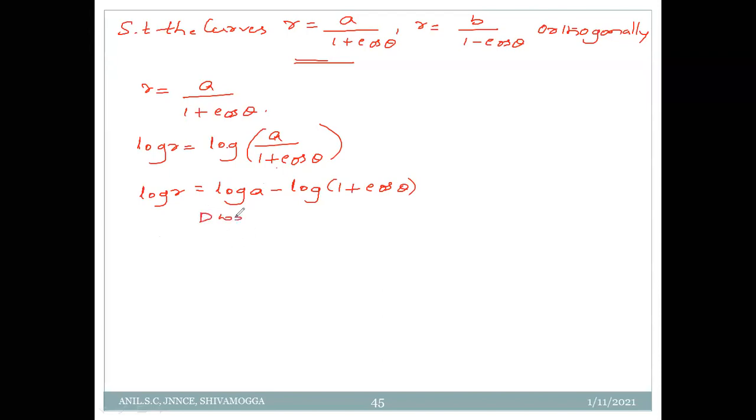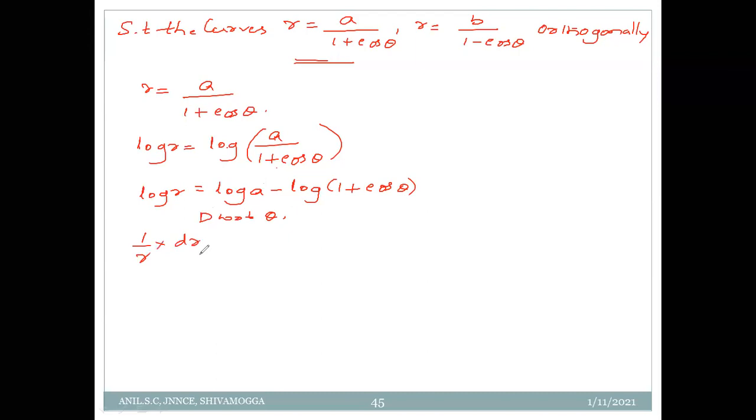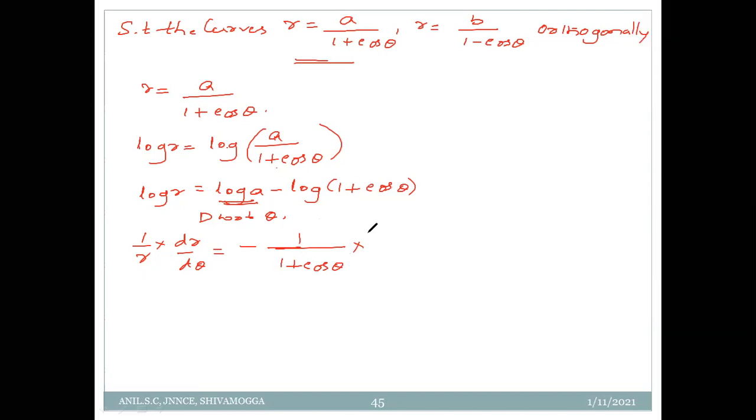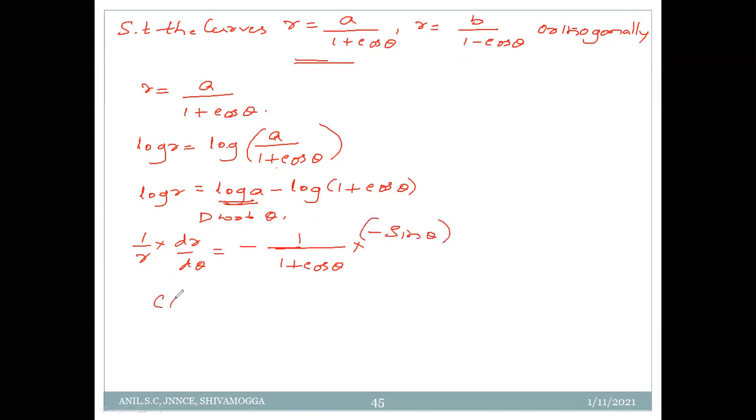Differentiate both sides with respect to theta. Derivative of log r is 1 by r into dr by d theta. Here log a is a constant, its derivative must be 0, minus derivative of log 1 plus cos theta is 1 over 1 plus cos theta into derivative of 1 plus cos theta is minus sin theta. And 1 by r into dr by d theta is denoted by cot phi.